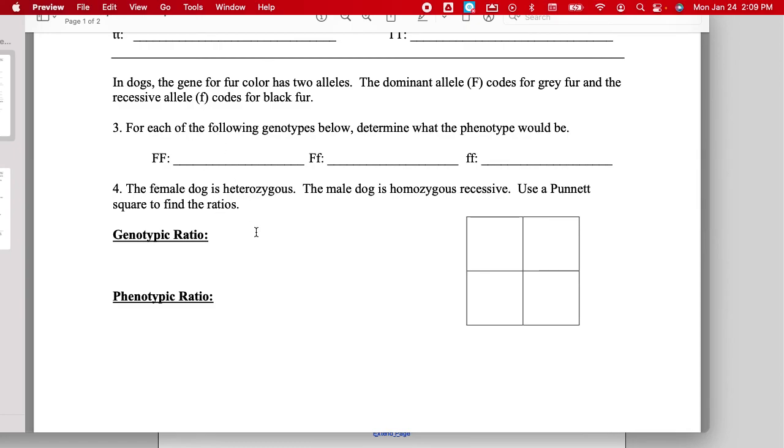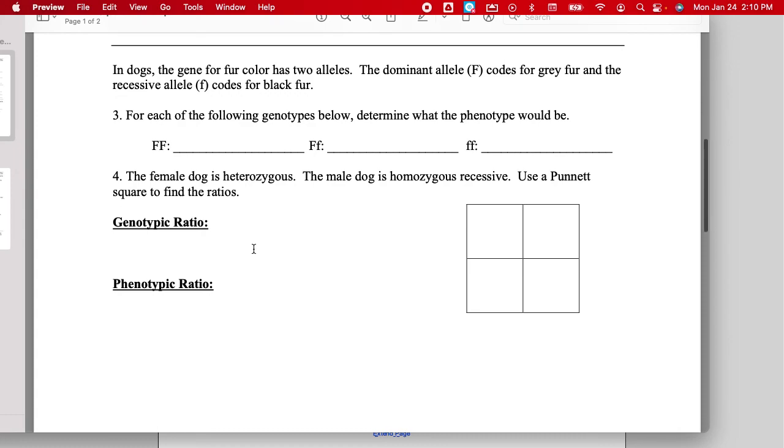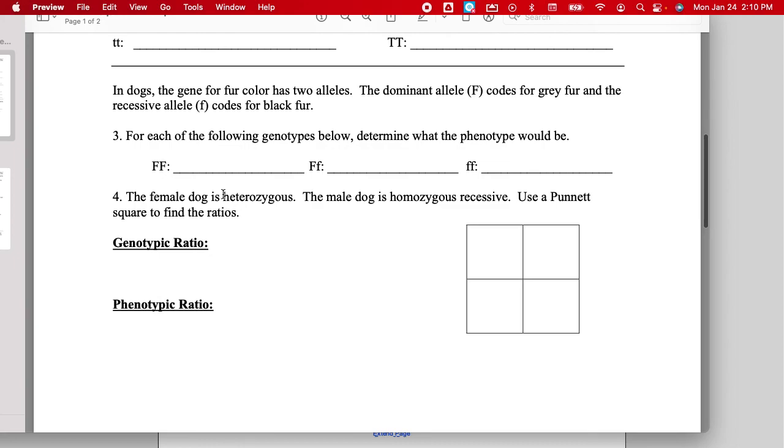In this problem, you're looking at dogs, fur color. Dominant allele capital F codes for gray fur, and the recessive allele little f codes for black. For each of the following genotypes, determine what the phenotype, that's what it would look like, would be. Then it tells you we have a female dog that is heterozygous and a male dog that's homozygous recessive. Use a Punnett square to find the ratios. When you do these word problems, look at your notes. What does heterozygous mean? One of each letter. So mom is going to be big F, little f.